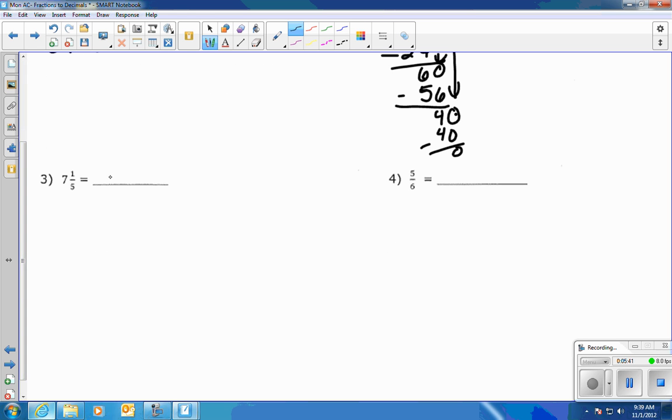7 and 1/5, 7 is going to be your whole number. 1/5, we divide, so 5 does not go into 1, so I put a 0. 5 goes into 10 twice. And that leaves me with a remainder of 0, so my decimal component is 0.2.